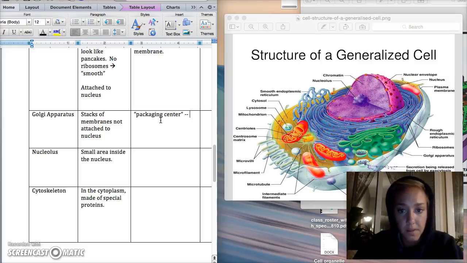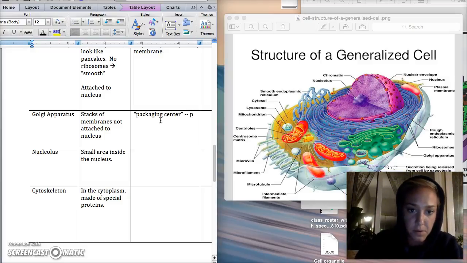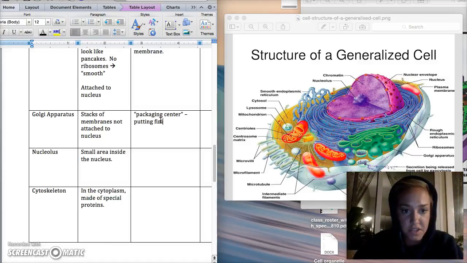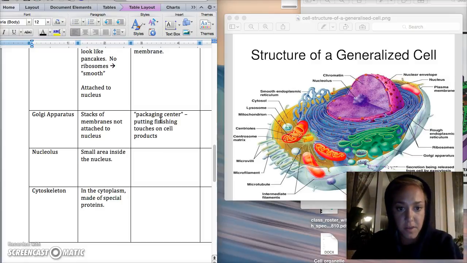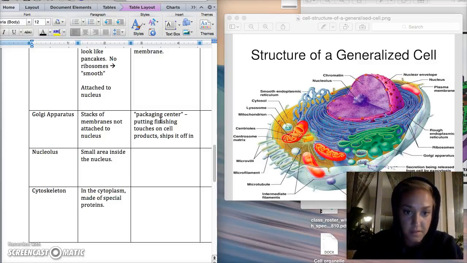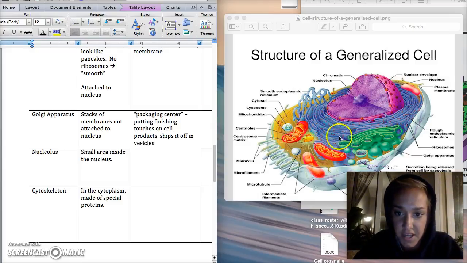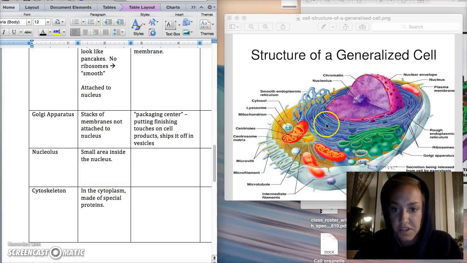So think of the packaging center as putting finishing touches on cell products, things that the cell makes, and then shipping them off in vesicles. That's what this picture is showing here. So we've got this packaging center. Say, for example, on the endoplasmic reticulum, you've got these ribosomes. Say they make a protein. There's some processing that goes here.